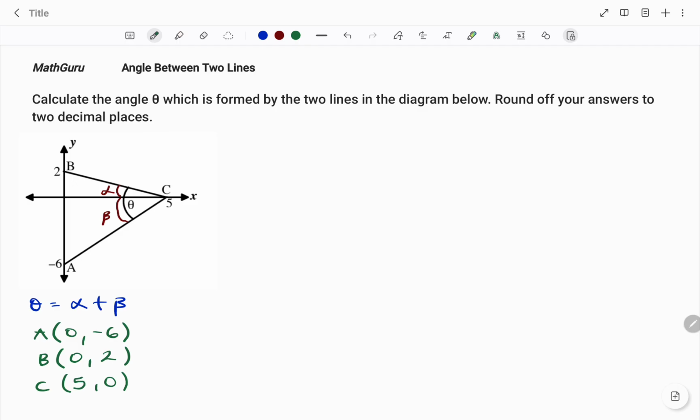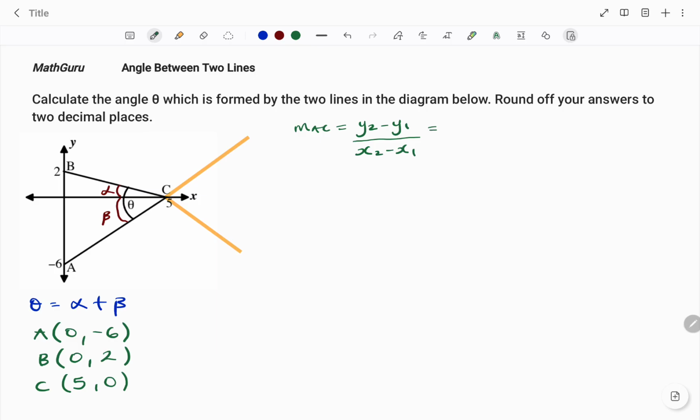So now that I have my values, I will start with finding the gradient of the line AC. Note that when you're finding the angle of inclination, you read from your x-axis. So I'm going to extend the line AC as shown, and likewise I'm going to extend the line BC as shown, such that the gradient of the line AC, MAC, equals the change in y, y2 minus y1, over the change in x, x2 minus x1.